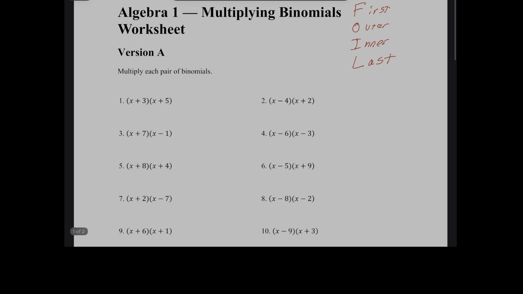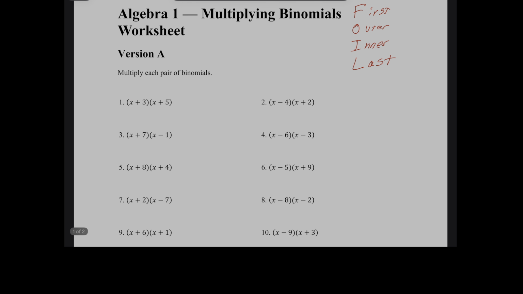So first, outer, inner, last, FOIL. First. These would be the first terms in the binomials. A binomial means the parentheses with two things in it. These are the first, right? What would the outers be? Boom, boom. Those would be the outies. What would the innies be? Well, the innies would be this and this. And then last, what's last? That and that. Notice how I'm including the signs in there.